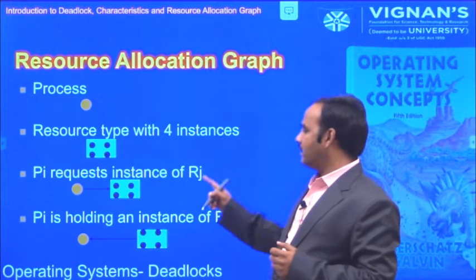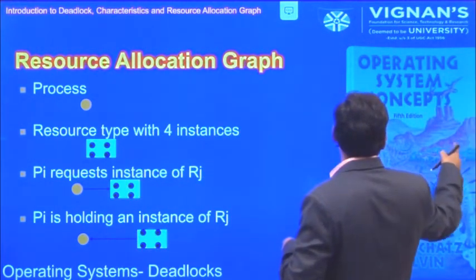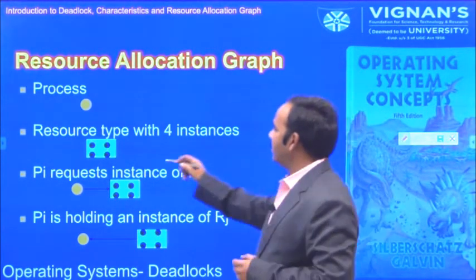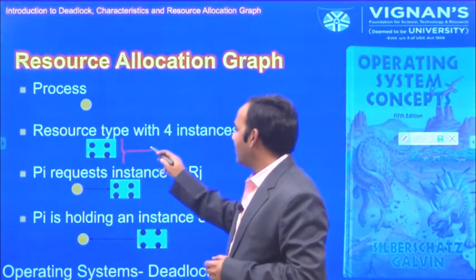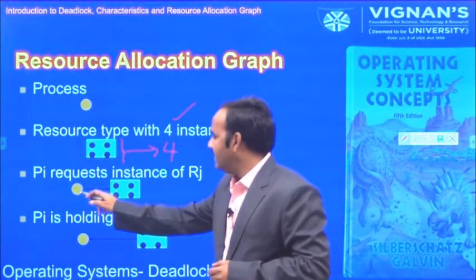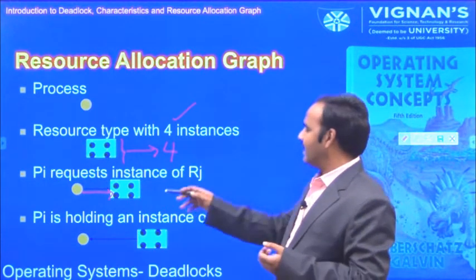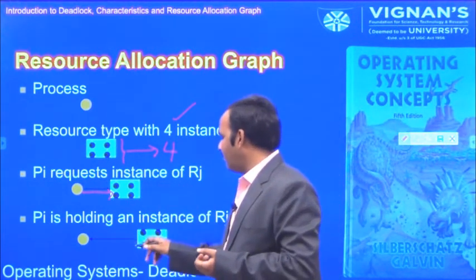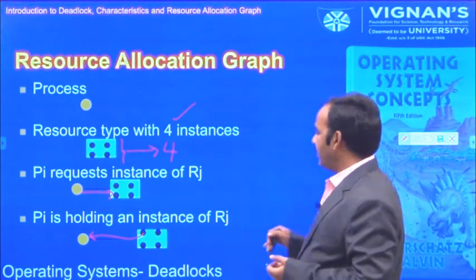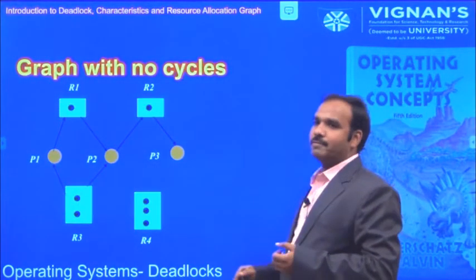Pi requests an instance of Rj. Here how many instances? 4 instances. The number of instances is 4. Here, this is a request. Which instance is requested? We don't know that. It is requesting. If any one instance is available, that instance will be assigned to that process. This is the graph. Now, an example graph.